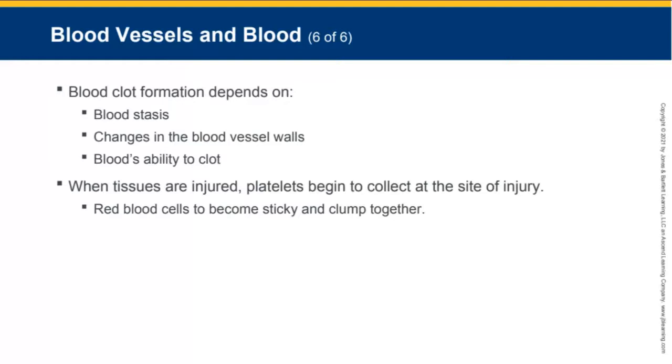When tissues are injured, platelets begin to collect at the site of injury, red blood cells then become sticky and clump together, and a clot is formed. It's a lot more complex than that, but we don't need to get any more complicated than that at this level.